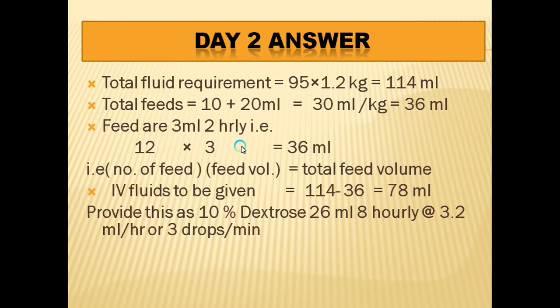For this 36 ml we are planning to give 2 hourly. So 12 into 3 is 36 ml. That is, we give 2 hourly, which is 12 feeds in a day, and each feed will be 3 ml. The total fluid volume is 114, and this volume minus 36 will give 78. Again it is day 2, so for the first 2 days we give 10% dextrose. We had already studied the reasons. So 78 divided by 24 will give you 3.2. Because it is 0.2, we need to give 3 drops per minute.